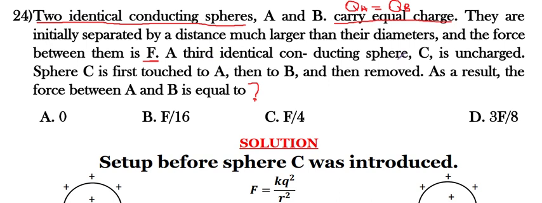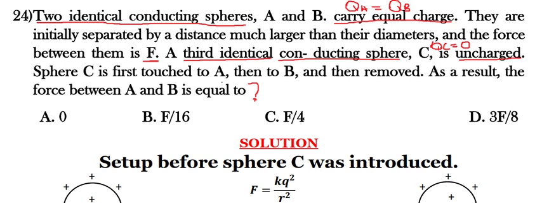A third identical conducting sphere C is uncharged. So good. They have told you that there is a third sphere, a conducting sphere too, and it is uncharged. Therefore, the net charge on sphere C is 0. Let's say Q of C, the charge on C, is equal to 0. That is what it means for the sphere to be uncharged. That is, the amount of positive charge is equal to the amount of negative charge. So all the charges on the body neutralize.